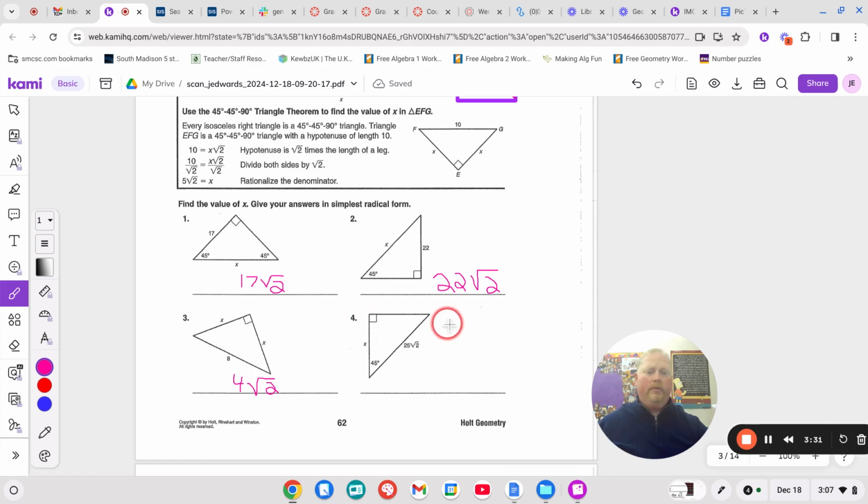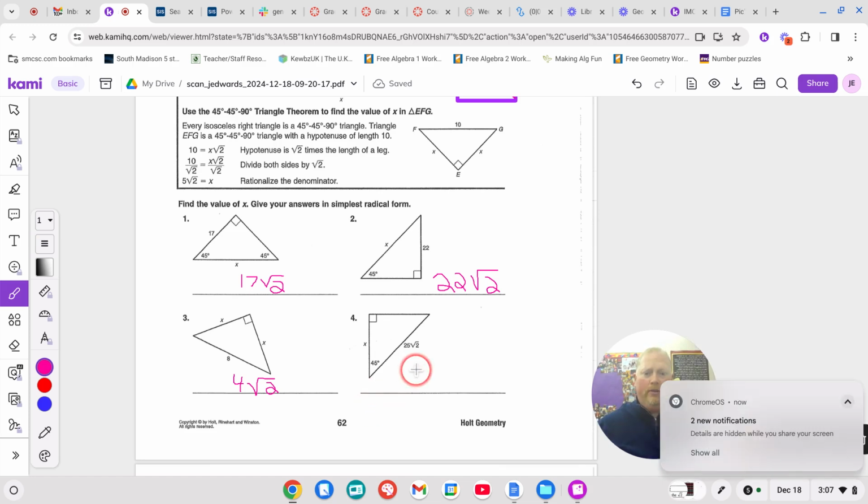Question number 4. My hypotenuse is 25 square root of 2. So I have the hypotenuse, and I'm looking for the leg. The notes say to just remove the square root of 2.